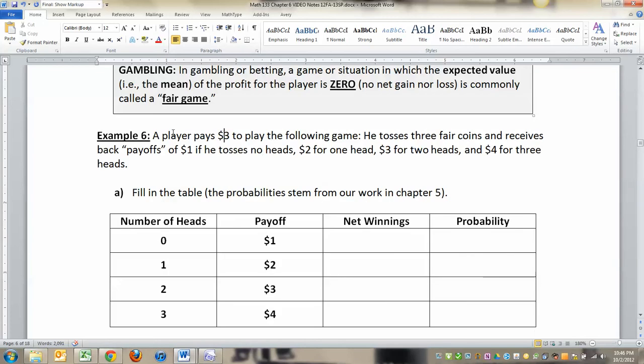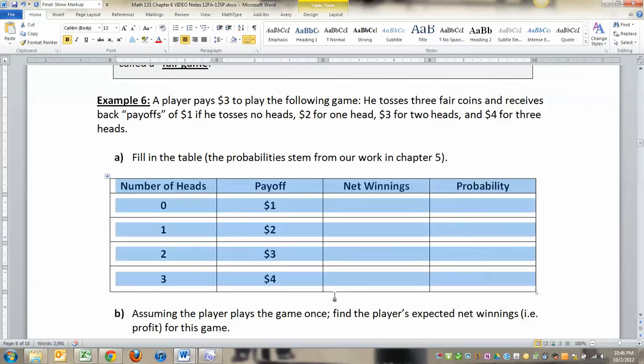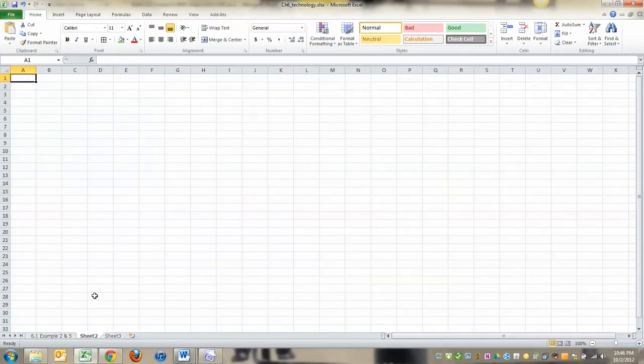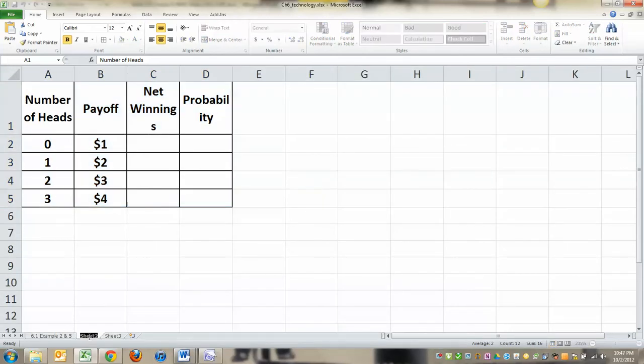All right, so we're going to have a player pay $3 to play the following game. He tosses 3 fair coins and receives back payoffs of $1 if he tosses no heads, $2 for 1 head, $3 for 2 heads, and $4 for 3 heads. All right, so I already started it out here, and I'm going to totally have to put it in Excel. Make it its own thing. Here we go. This is 6.1, example 6.